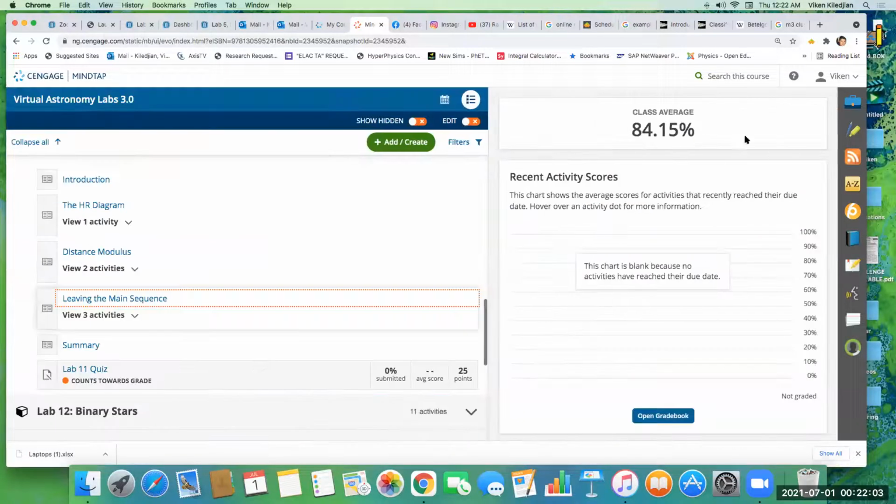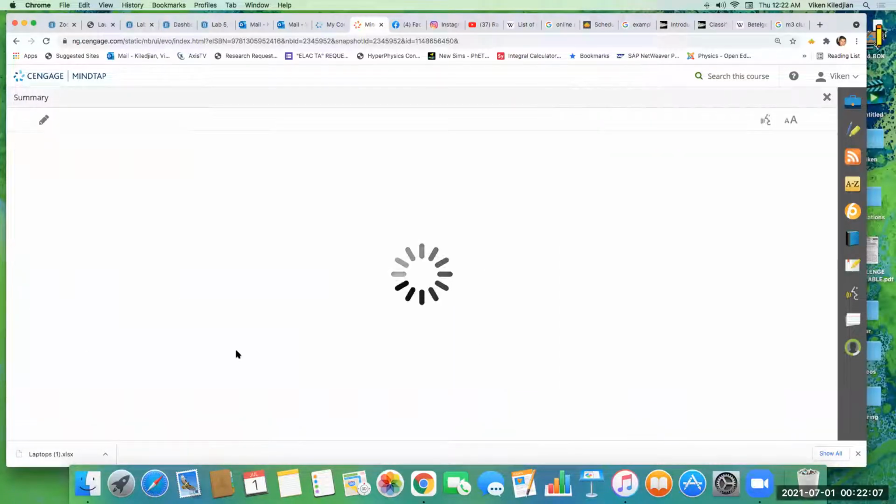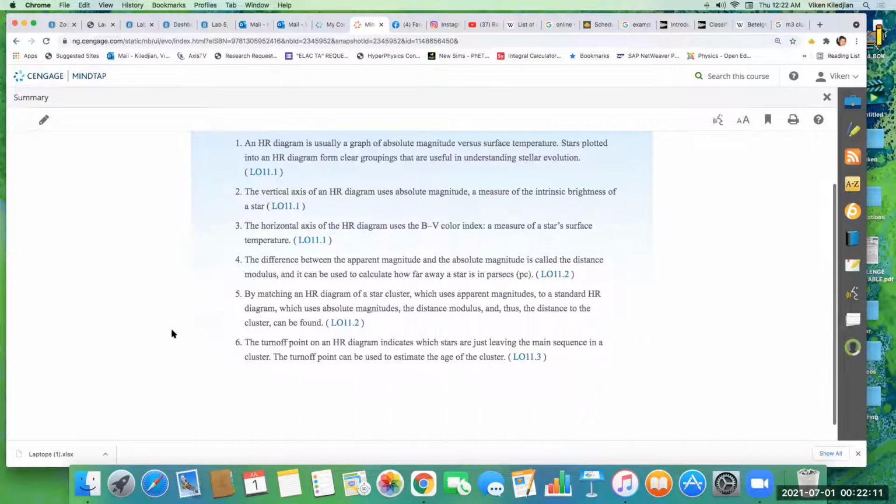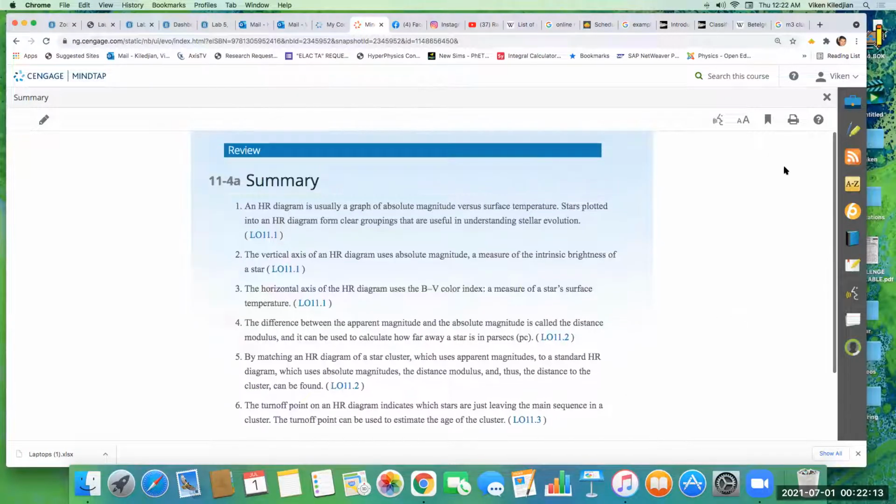Let's see. Summary. Yeah, so it gives you a summary of what we talked about. So I just want to make a general point: sometimes when I'm explaining things, I'm also trying to explain it as if some of you have not had astronomy lecture, or maybe you have had, but you've forgotten the material, or maybe you have had astronomy lecture, but you never covered the material.